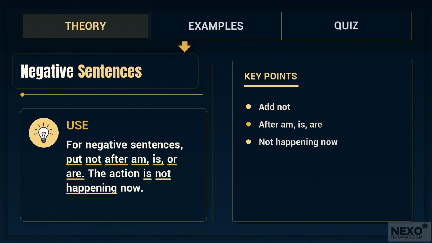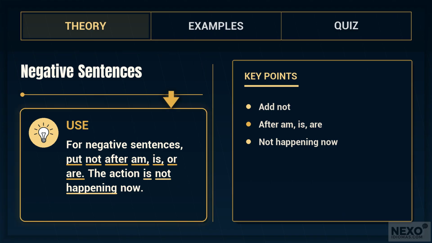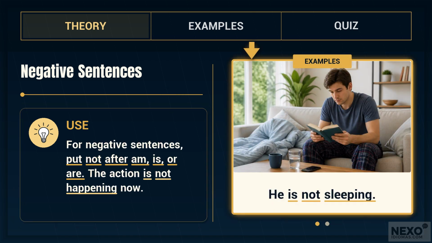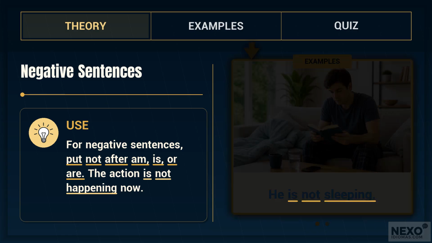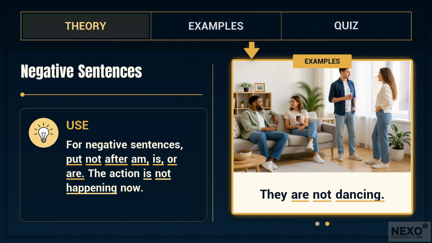Negative sentences. For negative sentences, put not after am, is, or are. The action is not happening now. Example. He is not sleeping. Example. They are not dancing.